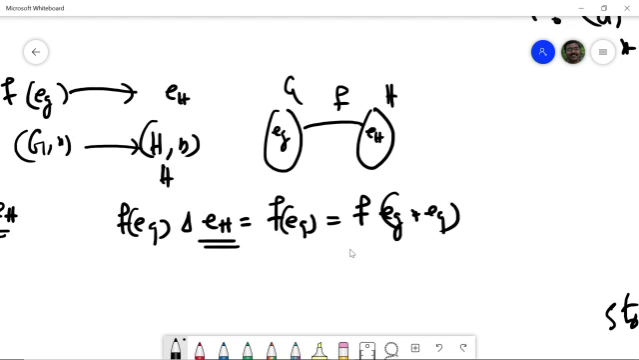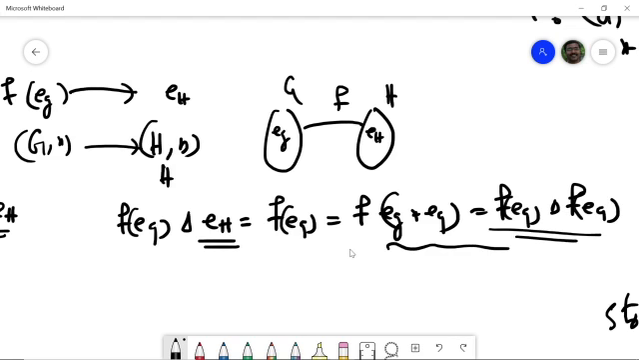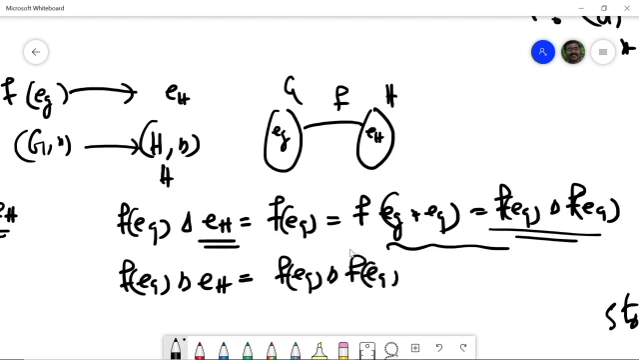Because EG is the identity element in G, EG star EG will always be equal to EG, since it is idempotent. So this is actually f of EG delta f of EG. This is obtained by the homomorphism property from the step. So we have now got f of EG delta EH is equal to f of EG delta f of EG. Now all these are happening in H, which is a group.